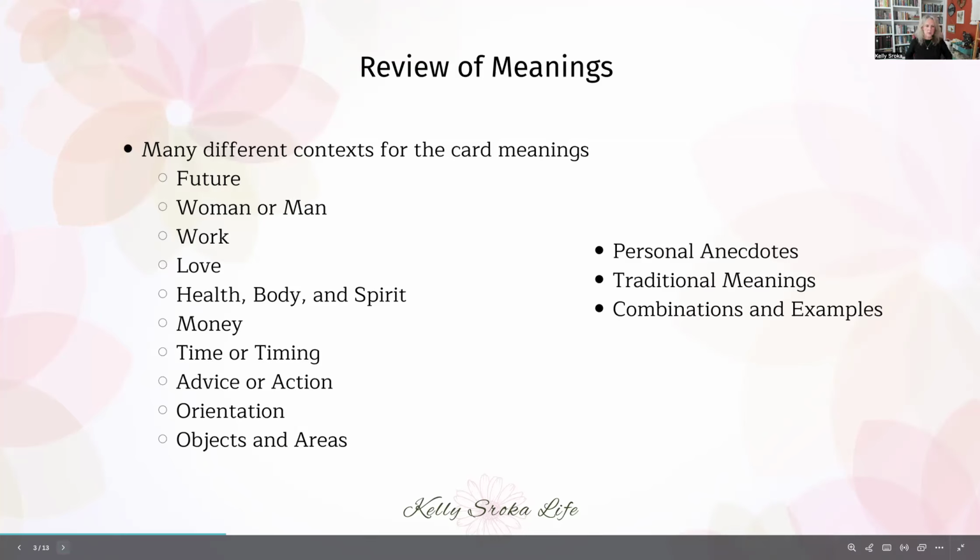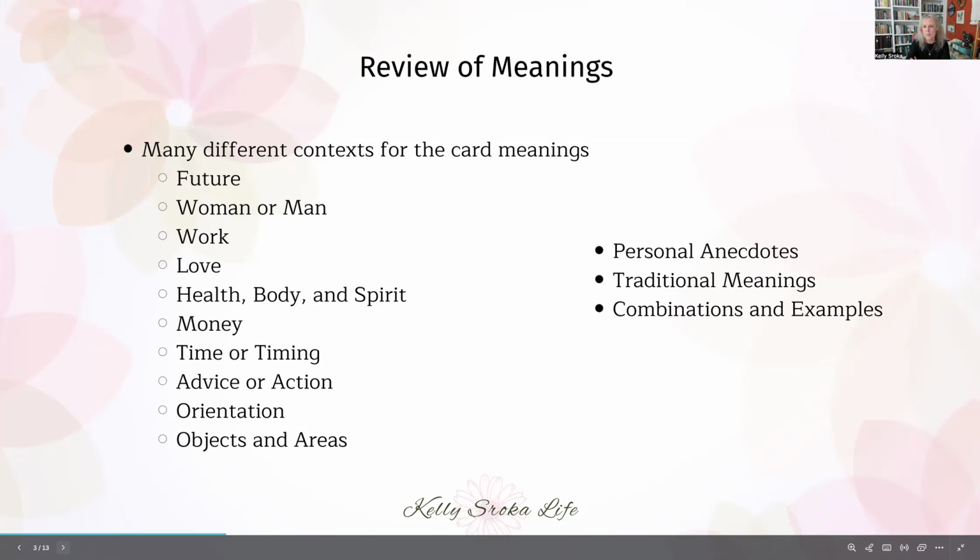There are keywords in the book for future, for if it's a man or a woman, in work, in love, in health, body, and spirit, money, time or timing, advice or action, orientation, and positive, negative, or neutral, and then objects and areas. So there's lots of different ways that these cards can be interpreted, and lots of keywords within the book.